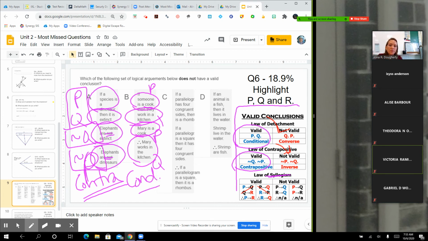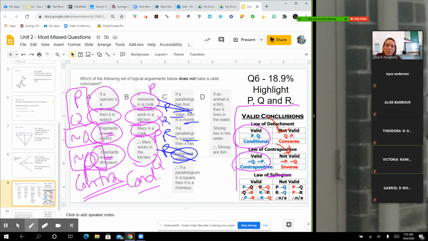And that works too. If we go to the third one, I'm going to change my color because it's getting a little hard to look at. The parallelogram has 4 congruent sides. I think about those words, congruent sides, that's my P. Then it's a rhombus, so that's going to be Q. The parallelogram is a square. That seems like a new thing to me. So I'm going to make the square R. That's just a new set of words, a new clause. Then it has 4 congruent sides. 4 congruent sides was my P. So I've got a P at the beginning and a P at the end that cross out.